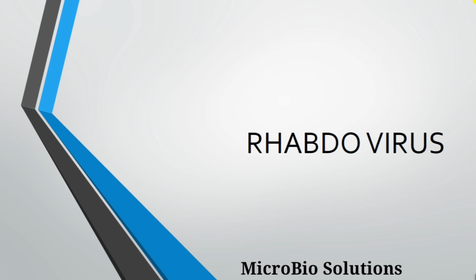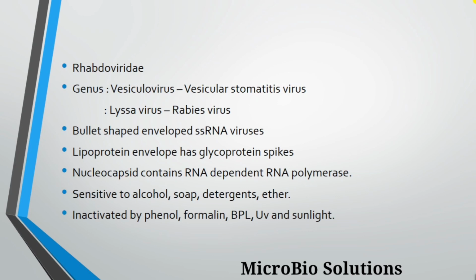Today we're going to discuss rhabdovirus, the virus causing rabies infection. They belong to the family Rhabdoviridae, and under Rhabdoviridae there are two genera. First one is Vesiculovirus, which contains vesicular stomatitis virus, and Lyssavirus, where the rabies virus is. So under the genus Lyssavirus, there is the rabies virus.